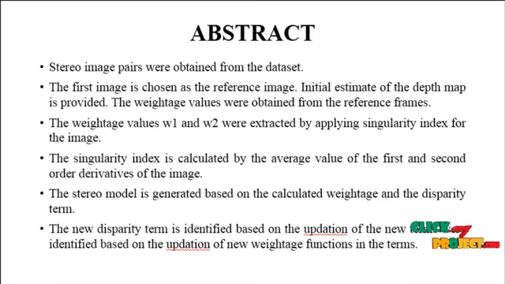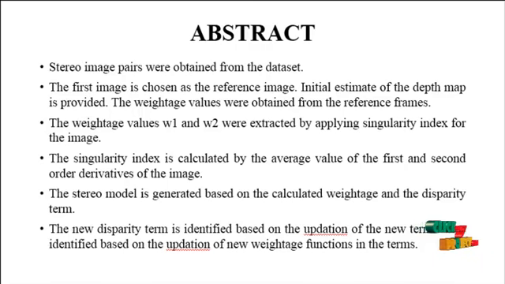Now we are going to discuss the abstract for the process. Stereo image pairs were obtained from the datasets. The first image is chosen as the reference image. Initial estimate of the depth map is provided. The weightage values are obtained from the reference frames.